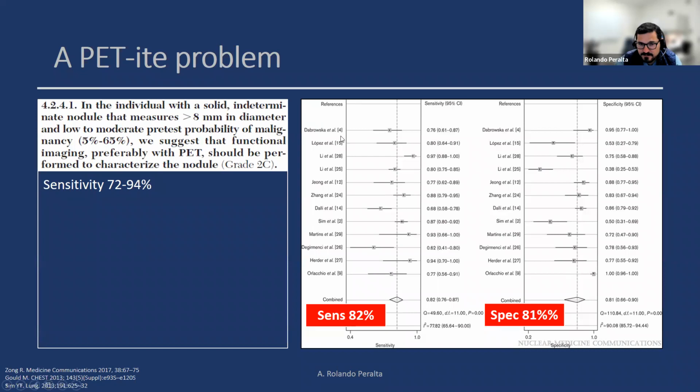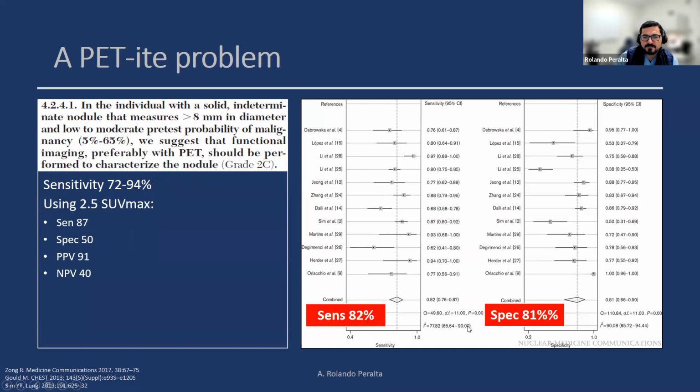These studies are not standardized for that. For one, the positive may be an SUV max of 2.6 or 2.5. For a different one, it may be faint uptake. So you don't know. It's not standardized. That's the issue. If you use an SUV max of 2.5, which is what's generally used, these are the numbers that you get. As you can tell, these numbers are all scattered. And then I get confused.